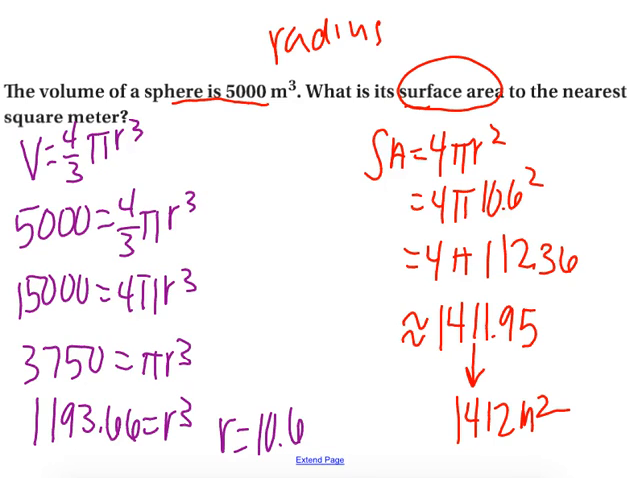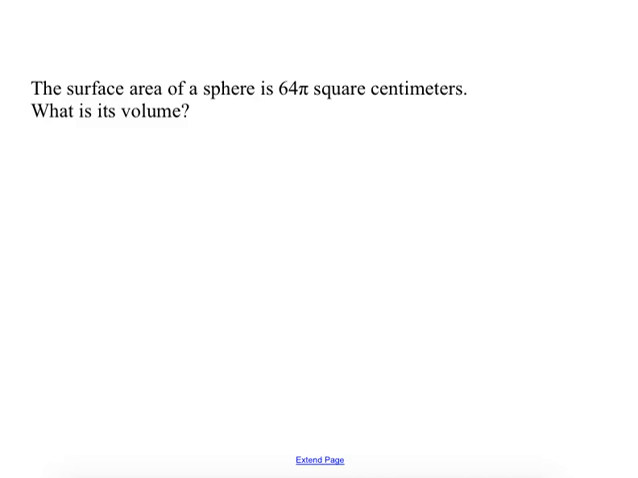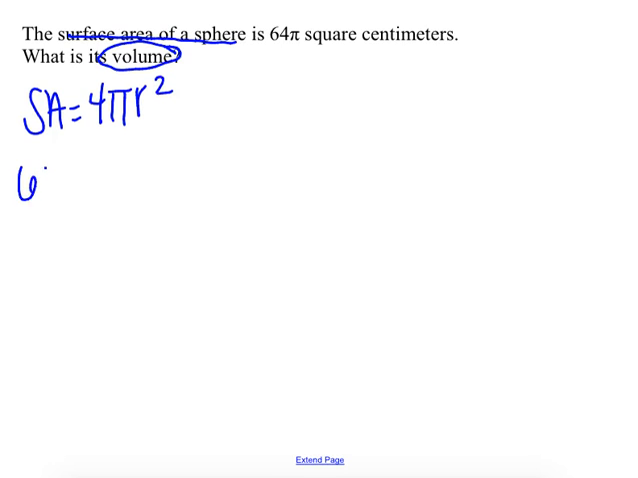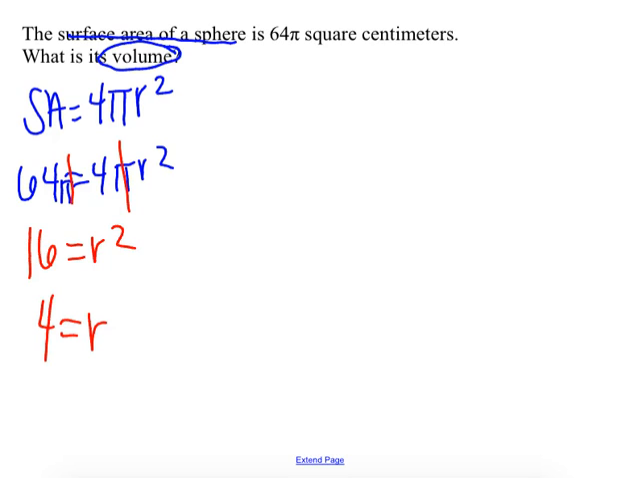Okay, turning the page here. The surface area of a sphere is 64 pi square centimeters. What is its volume? Again, now it's the same problem, just the reversed way. We have the surface area and we want the volume. So surface area equals 4 pi r squared. It's 64 pi. So divide by 4. Let's just get rid of what we can right away. Pi's go out, they cancel. Now 64 divided by 4 is 16 equals r squared. Taking the square root, 4 equals r.